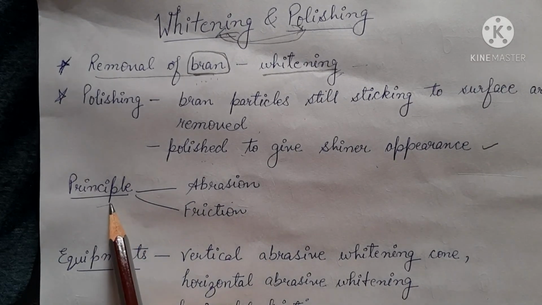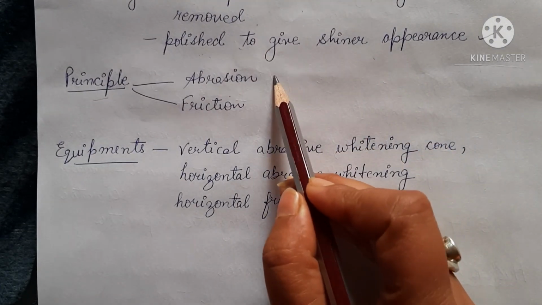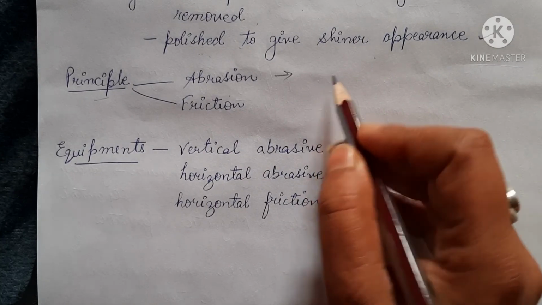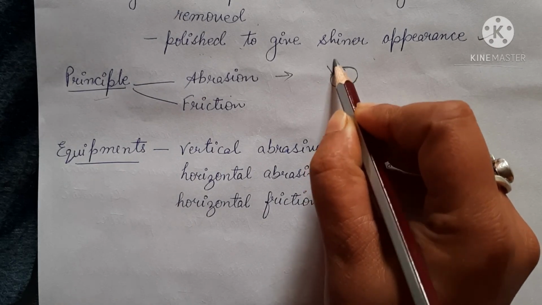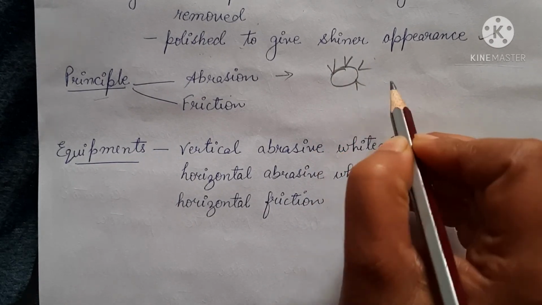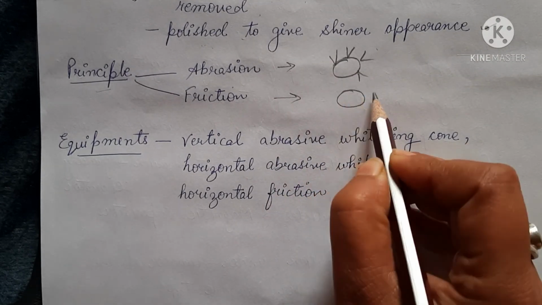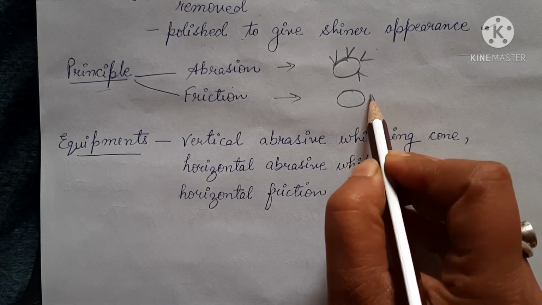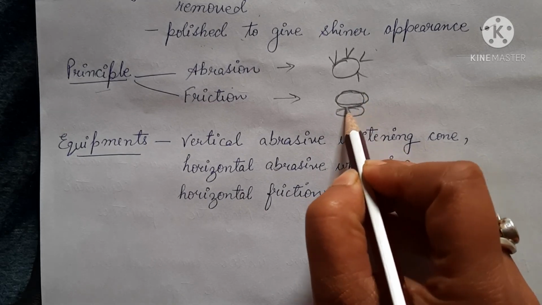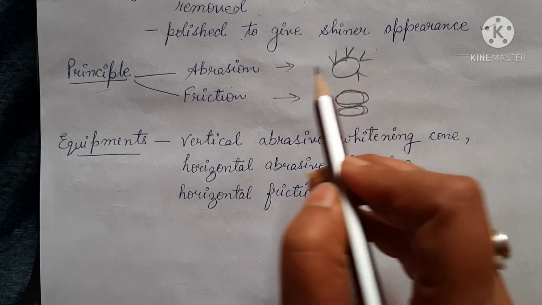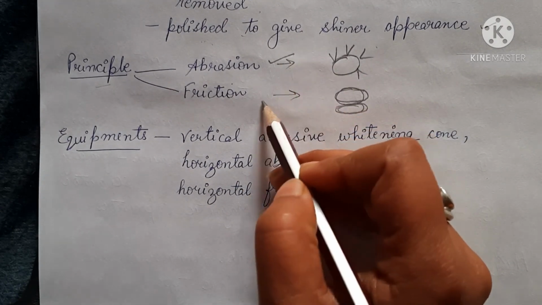Now, what are the basic principles behind polishing? The rice kernels are subjected to abrasive surfaces, and then they are subjected to friction. In friction, they are slid against each other like this. This is the rice kernel. This is also a rice kernel. So they are slid against each other. And what we need to remember is that abrasion is always done first and then friction is done.